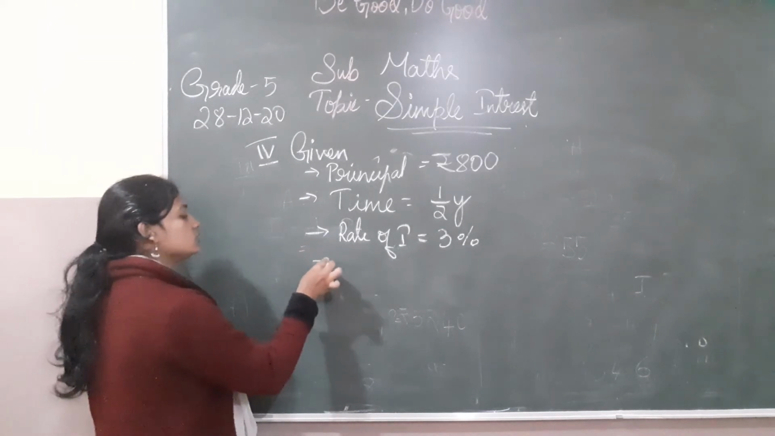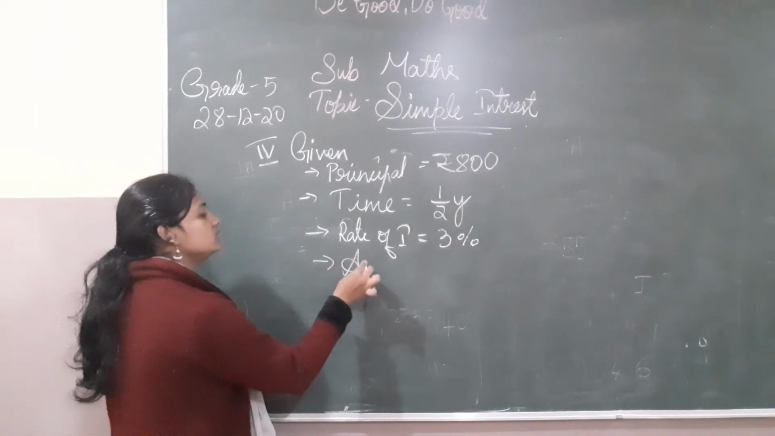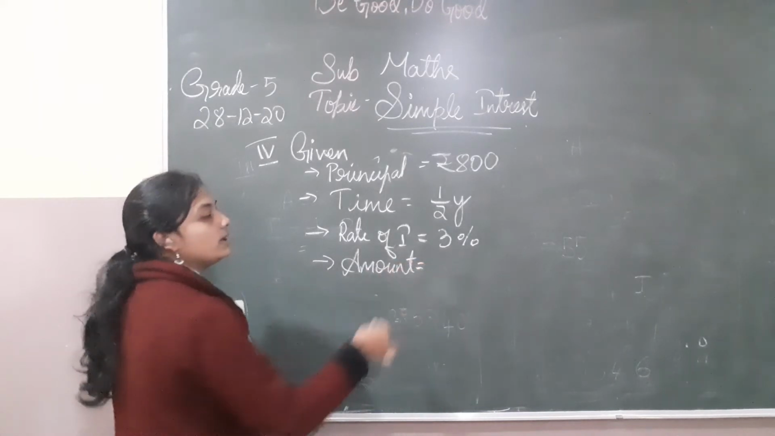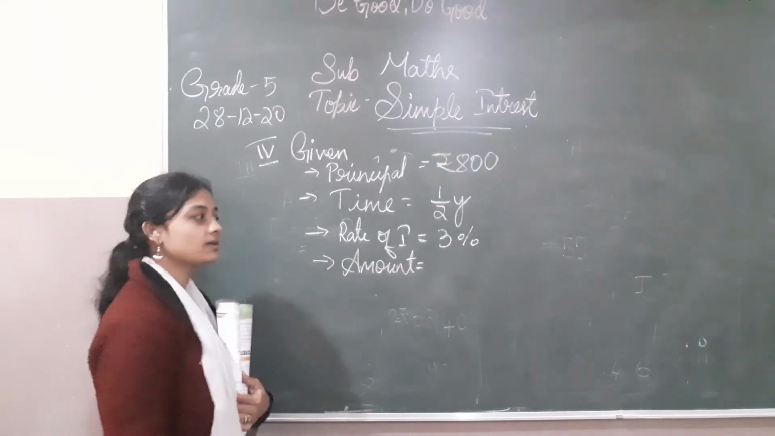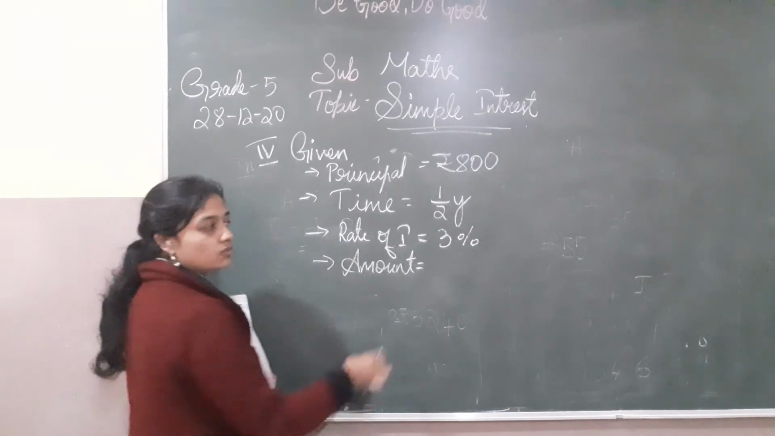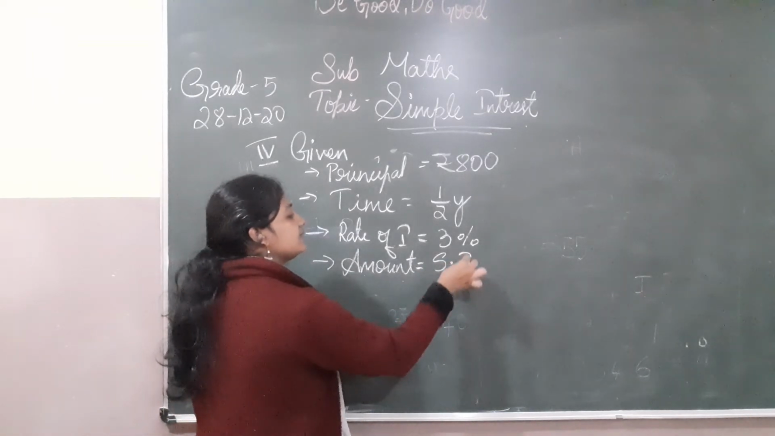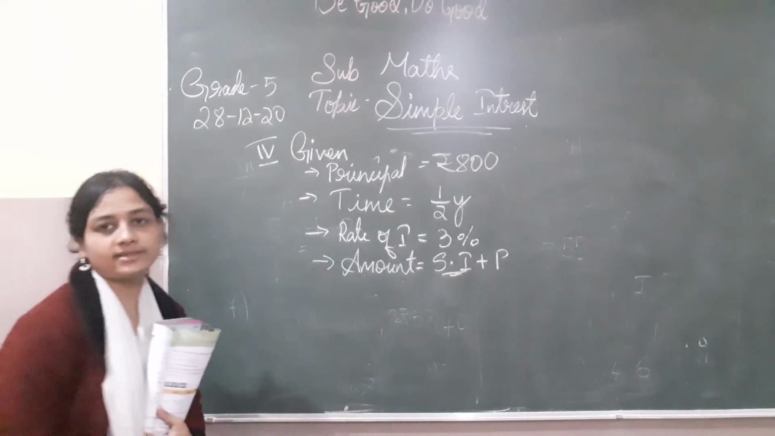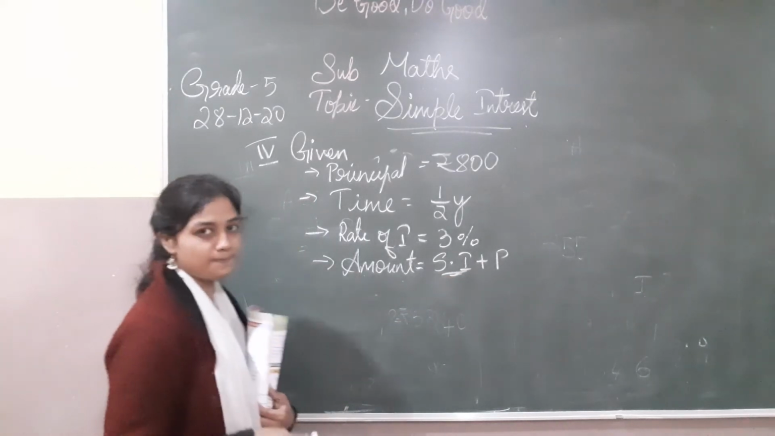Now, what should you find? You should find the amount she gave back to Asha. How much did she give back to Asha? Before finding the amount, what is the formula for amount? It is interest plus principal. But where is the interest for me to add there? So first I should find the simple interest.